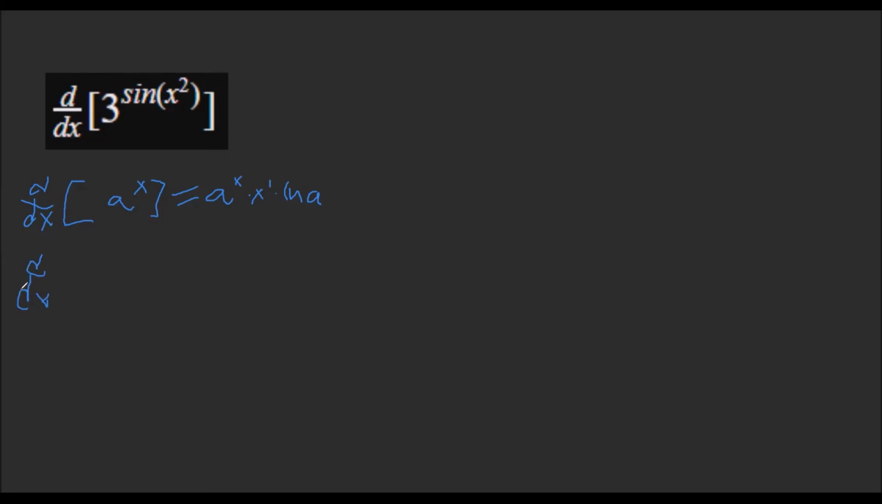So the derivative of sine of x squared is pretty simple. We can just use the chain rule. So this is essentially equal to 2x cosine x squared. And that's really all the work we had to do for this function. Now we can just say that this is equal to natural log 3 times 3 to the power of sine x squared times 2x cosine x squared. And that is it for this problem and this video.